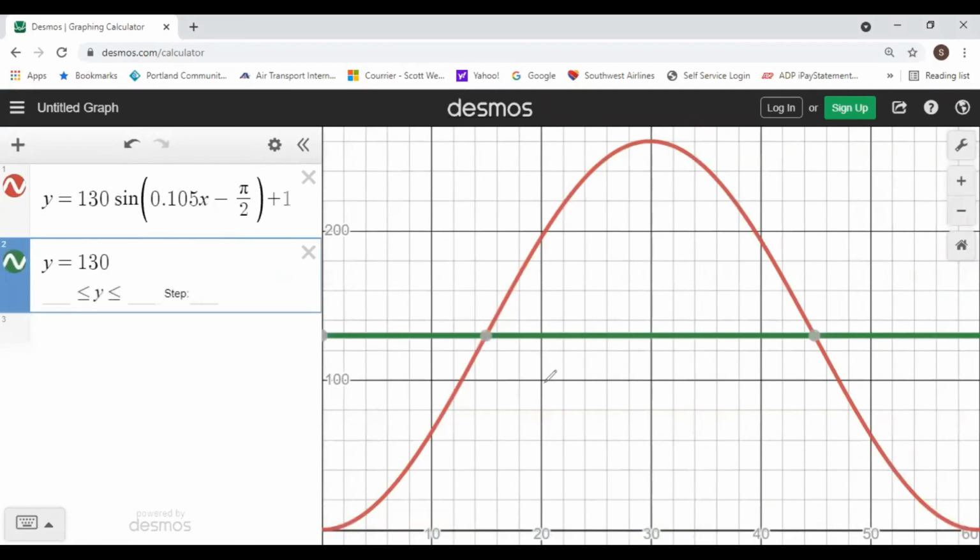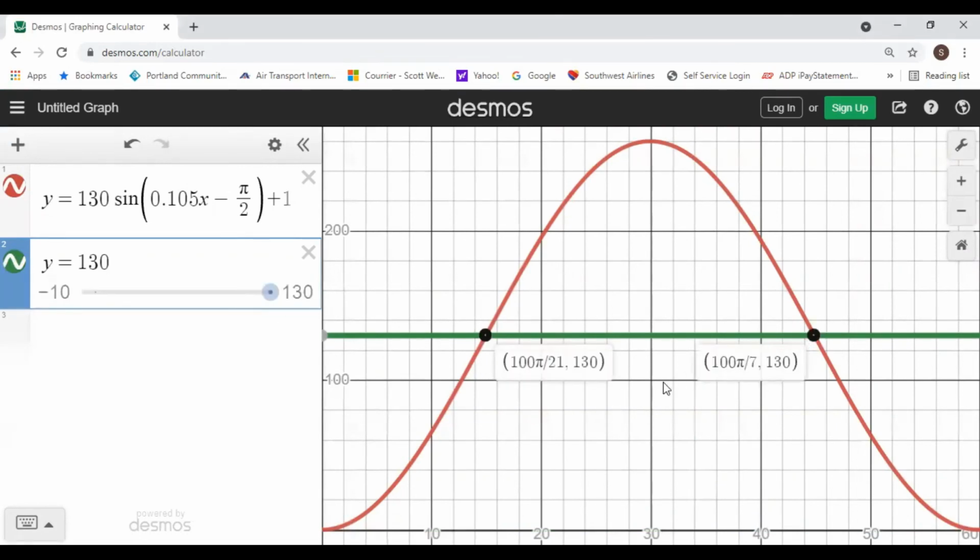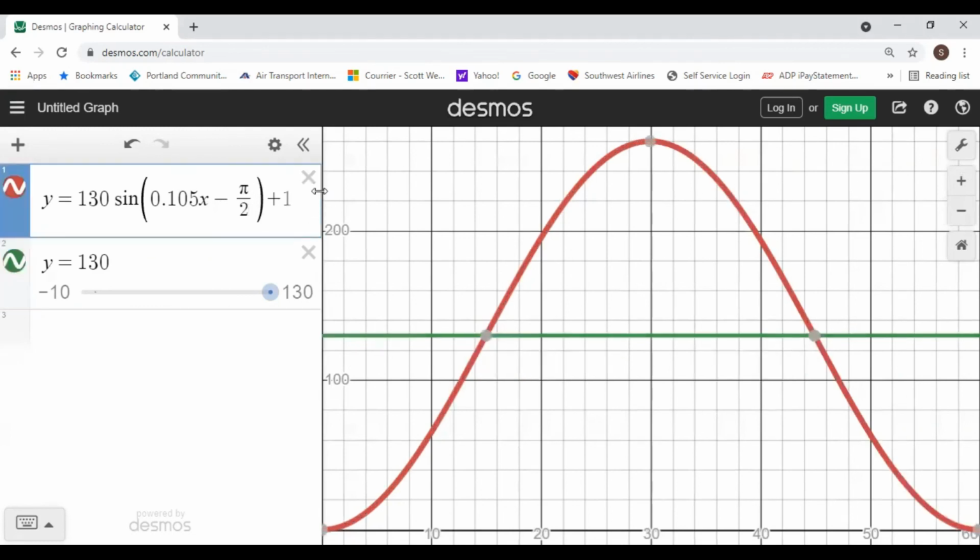exactly. And here that gives me 2 points in time. I have 100 pi over 21, and then 100 pi over 7. Now, that's not a very convenient answer for me because I want it to be in decimals, and the problem is that it's got that pi right there. So I'm going to put a decimal on the 2 and then try that again.